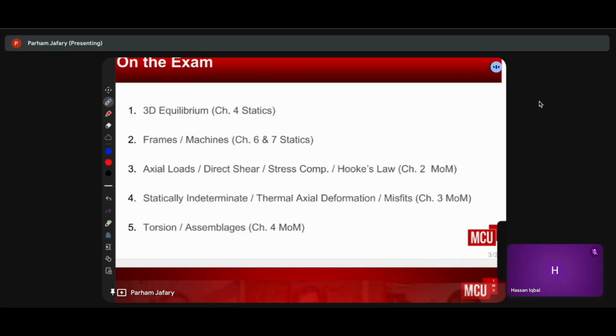Structures and thermal axial deformation, and 1 in torsion.